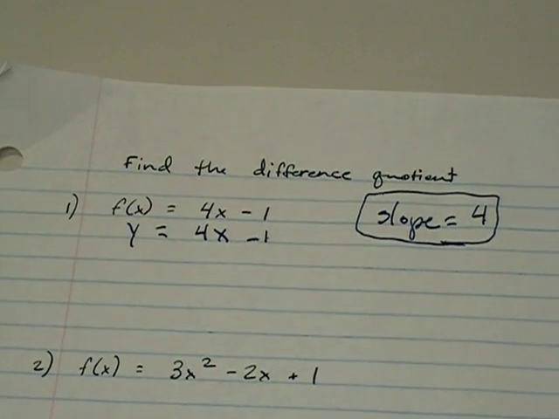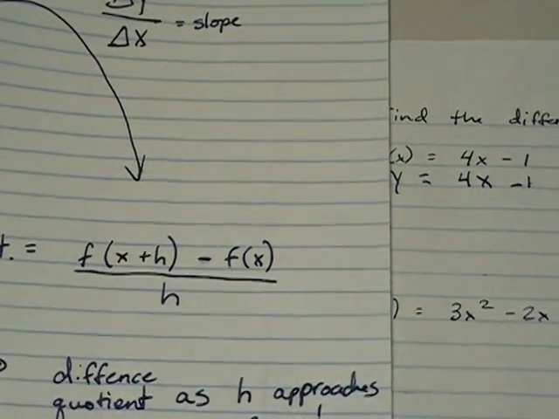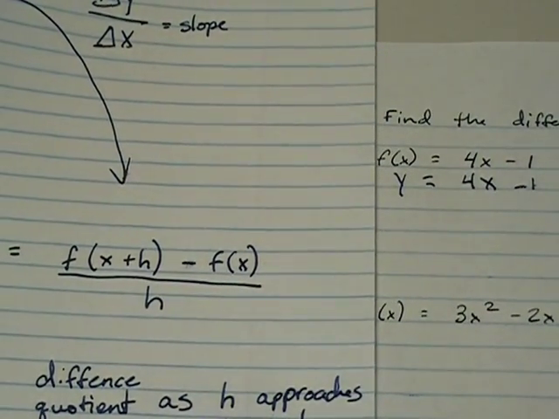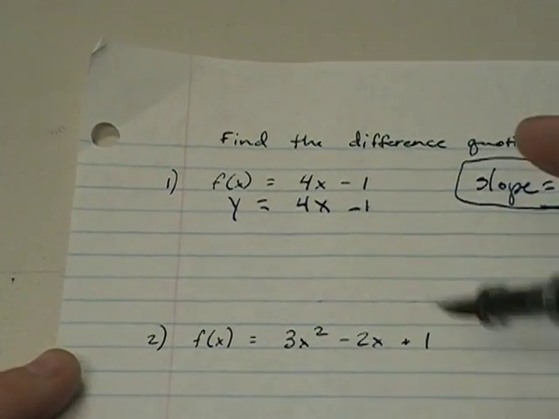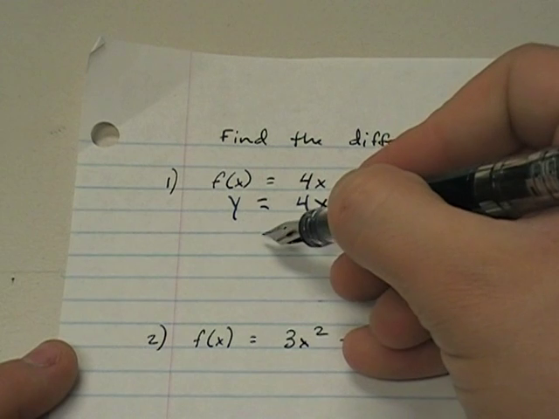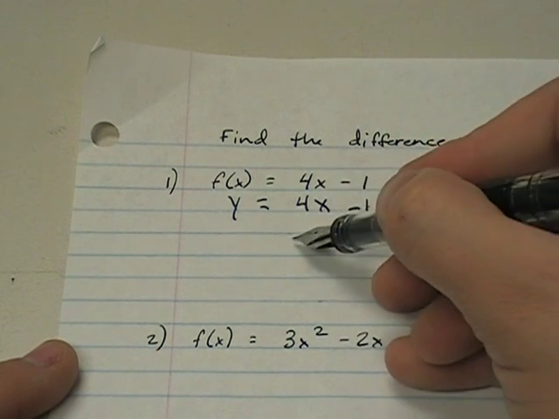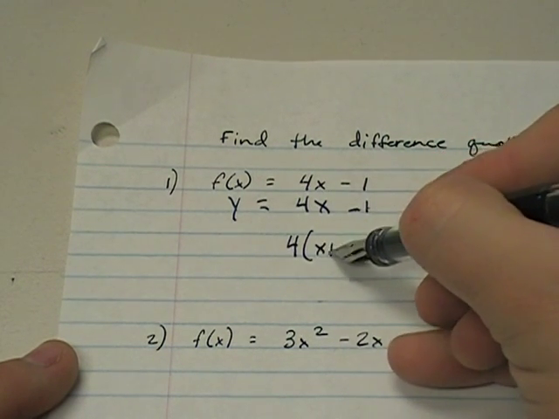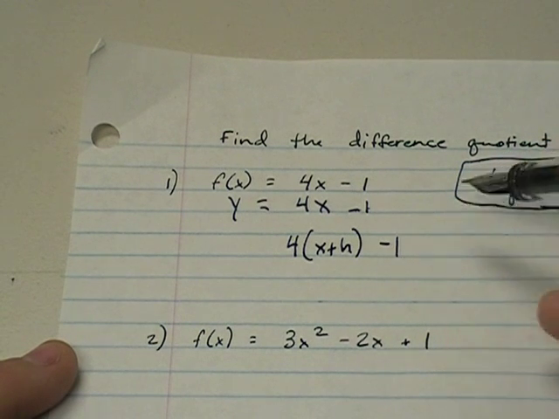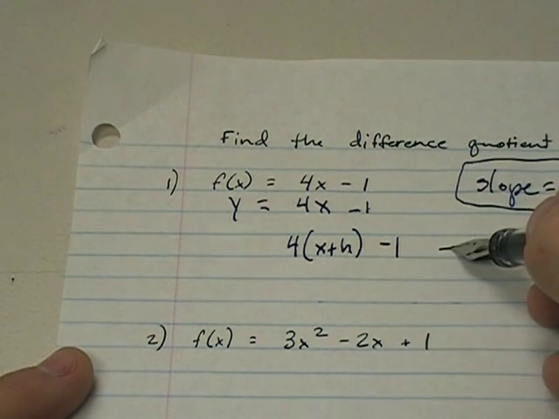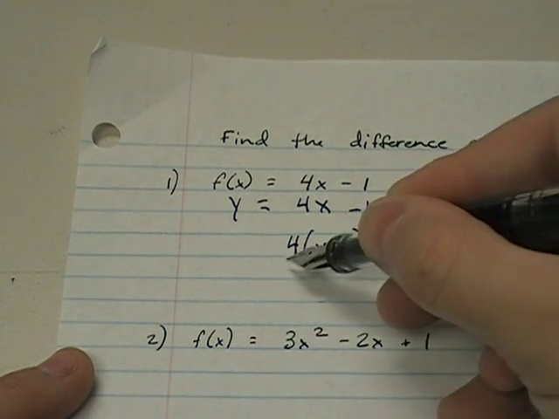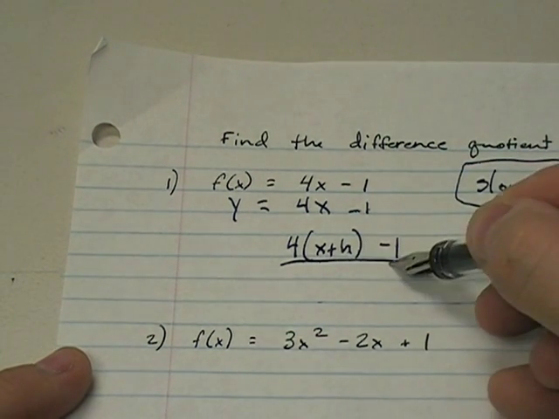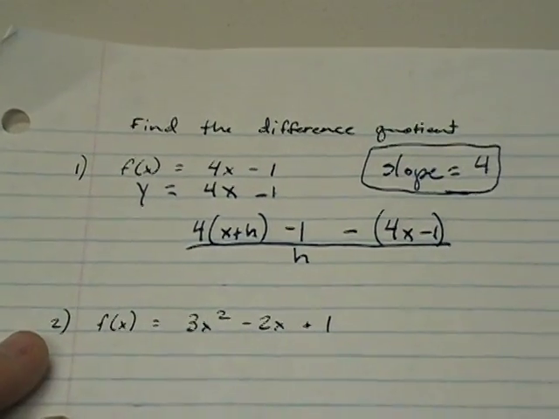We use the formula. I'll remind you of the formula again. Here it is. F of x plus h minus f of x over h. Basically, we're going to say f of x plus h, so it's 4 times x plus h minus 1, minus 4x minus 1, over h.